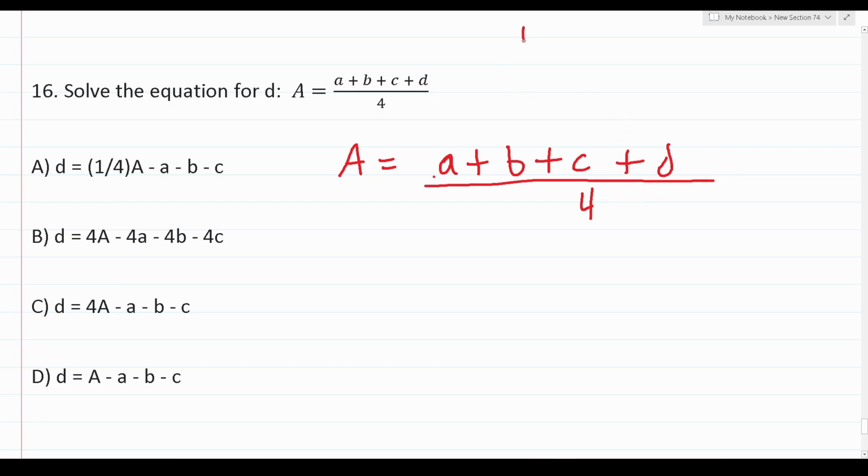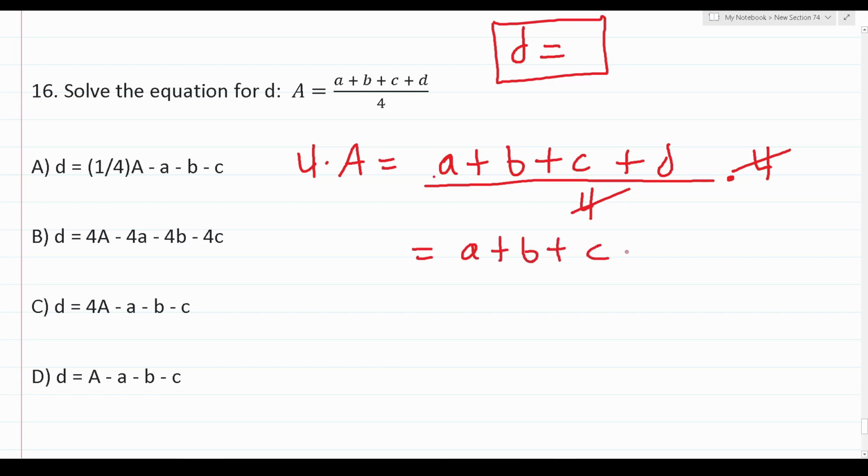In other words, we want to get D equal to something by itself. In this case, we have big A equal to something. So we're going to have to rearrange this literal equation to do that. And the first thing I'm going to do is get rid of this 4 from the denominator. I'm going to multiply both sides by 4 to do that. This crosses out here and here, leaving you with just a plus b plus c plus d over here. And we can see this is 4 times a, which is the same thing as 4a.